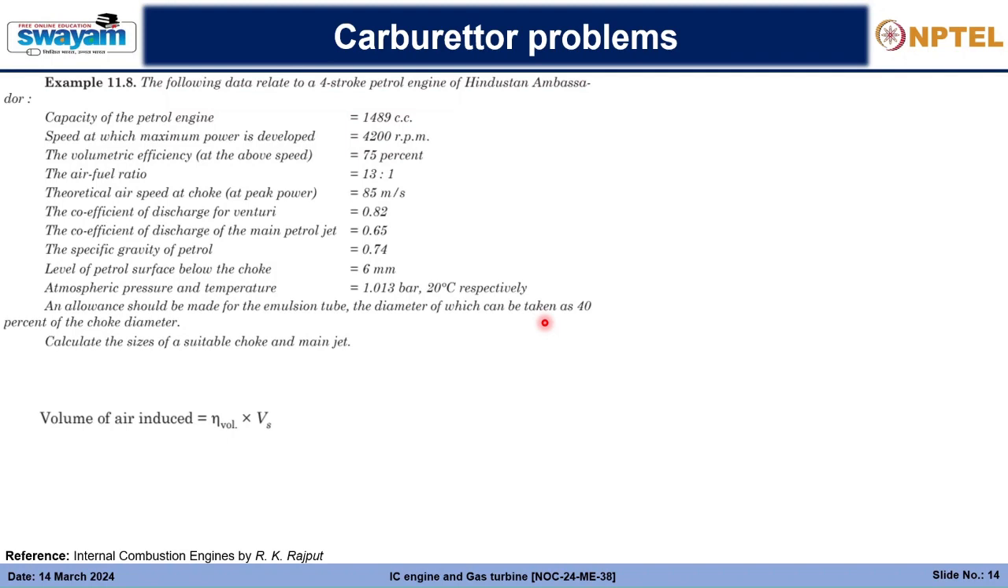So for the Venturi, that is CDA for the air, and for the main petrol jet, that is CDF for the fuel. Then the specific gravity of petrol, and the level of petrol surface below the choke, which actually causes the manometric pressure head, is given. Then atmospheric pressure and temperature at the inlet are given, 1 bar and 20 degrees Celsius respectively. Then an allowance should be made for the emulsion tube, the diameter of which can be taken as 40% of the choke diameter. And we need to calculate the sizes of a suitable choke and the main jet.